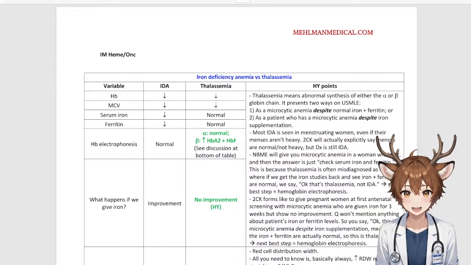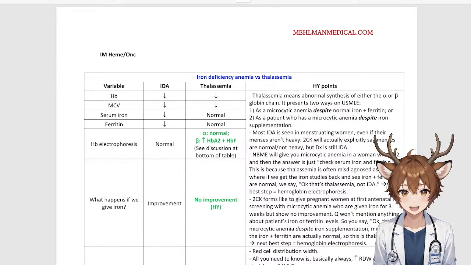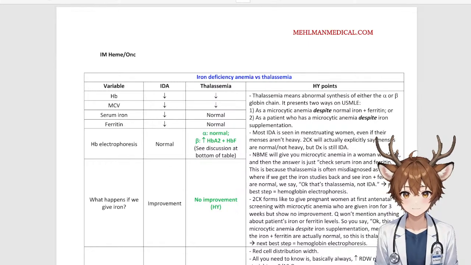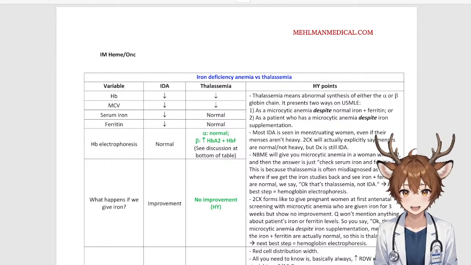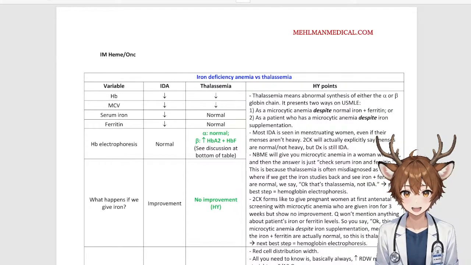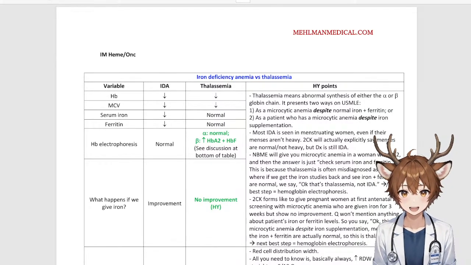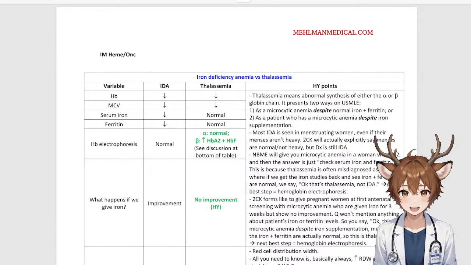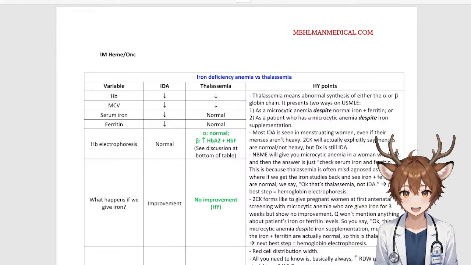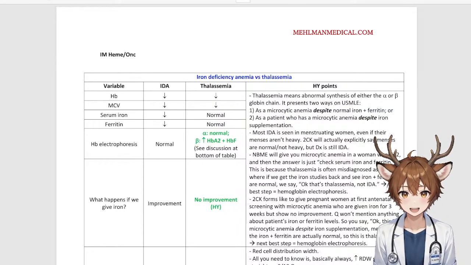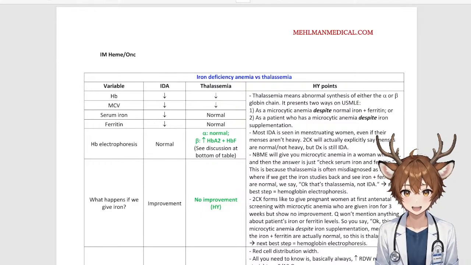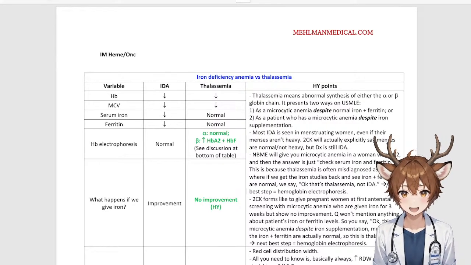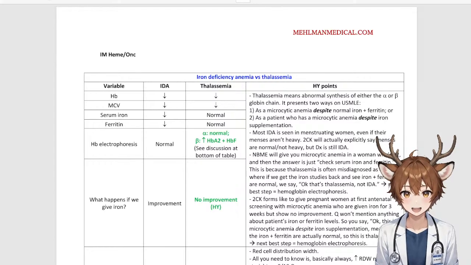So we have 3 different things: variable, IDA, thalassemia. So iron deficiency anemia, let's talk about it and the high yield points along with that. Hemoglobin, right? They're both decreased. The MCV is decreased for both. Serum iron is decreased for obviously iron deficiency anemia. However, it's going to be normal in thalassemia. What about ferritin? Well, it's going to be low in iron deficiency anemia, but it's going to be normal again in thalassemia. What about hemoglobin electrophoresis?